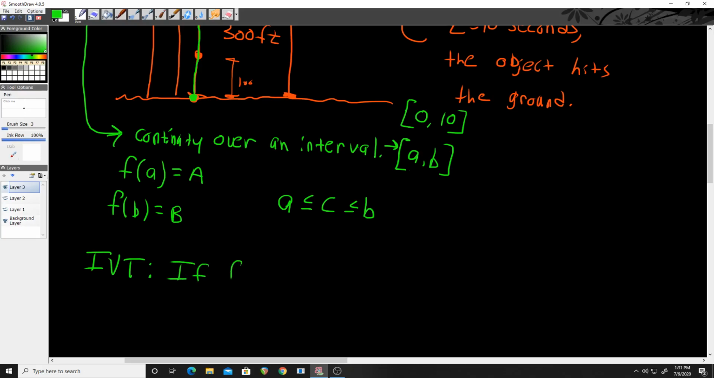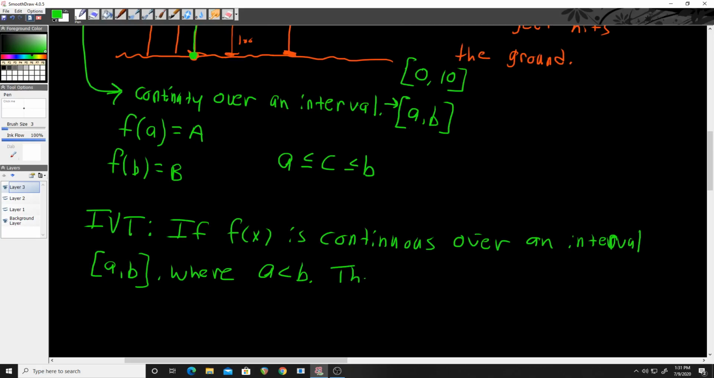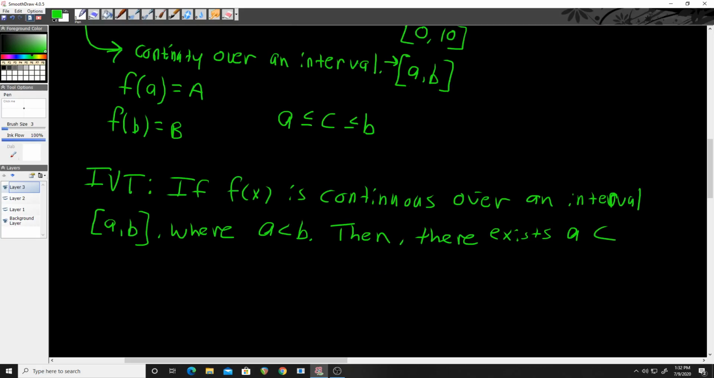If f of x is continuous over an interval a, b, where obviously a is less than b, then there exists a c such that c is between a and b.